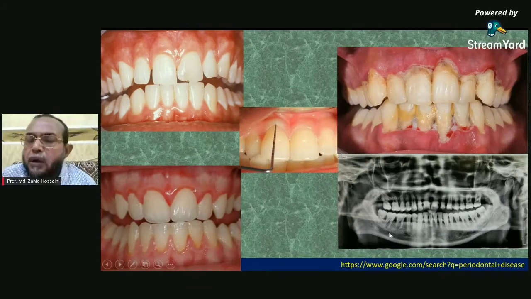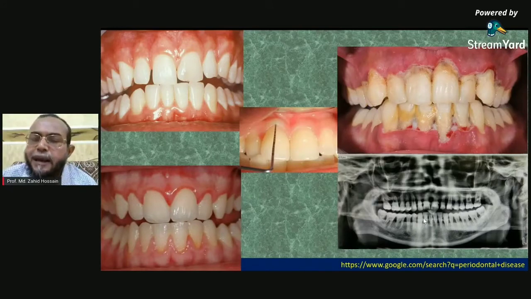And you can also see the radiograph. This is an orthopantomograph, we call it OPG. You can find these black spaces, these are called bone loss. Before it was here, but gradually with bone loss these places become wider. So periodontitis is actually a very bad disease if you don't care, or if you cannot treat well.